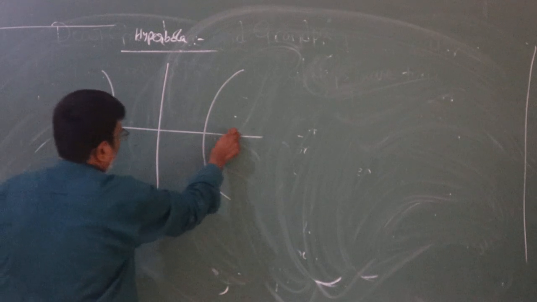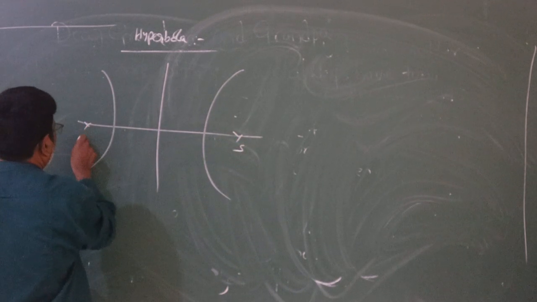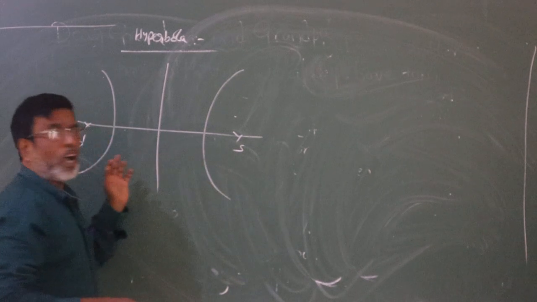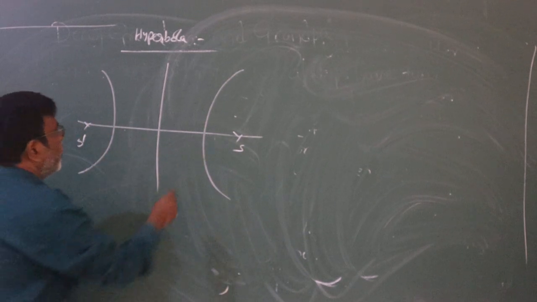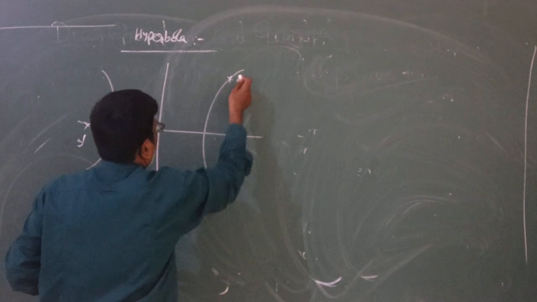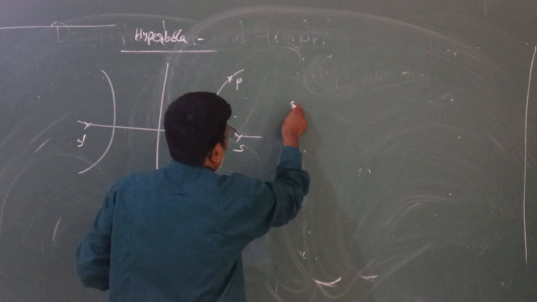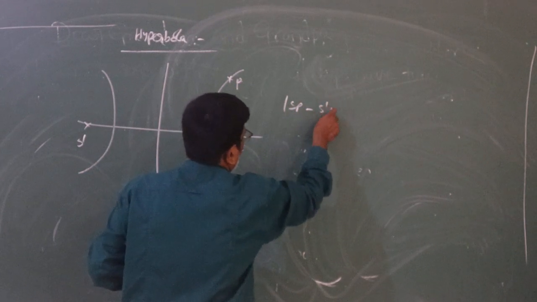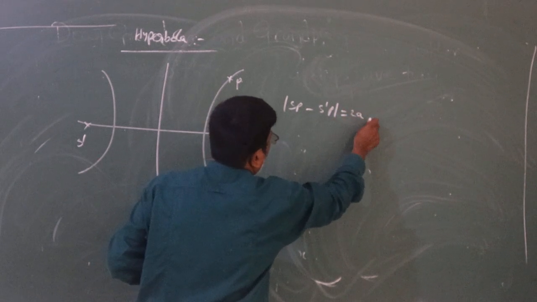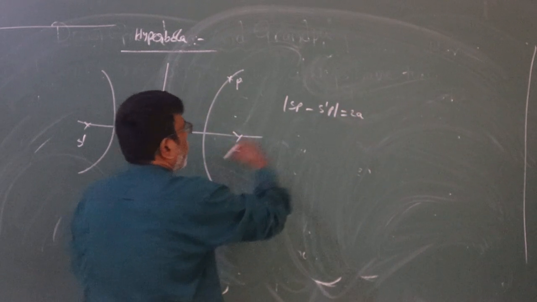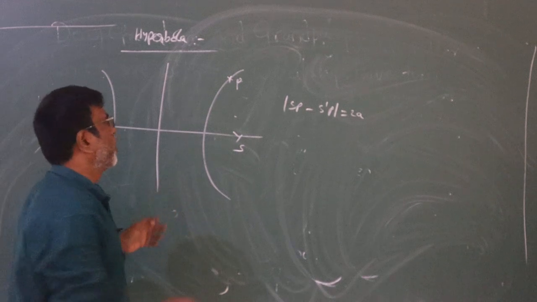S comma S dash are the foci. If P is any point on the hyperbola, then the modulus of SP minus S dash P equals 2a. Then the locus is said to be the hyperbola.